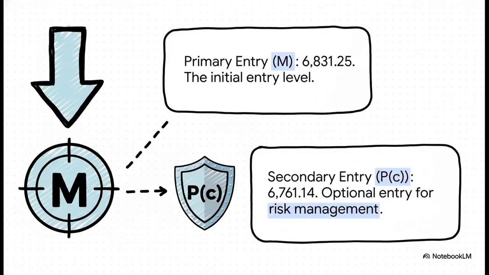So Phase 1 actually defines two potential entry levels. You've got the primary entry, which is labeled M, at 6,831.25. Then there's a secondary entry, PC, at 6,761.14. Now, this second level is completely optional. It's more of a risk management tool, and it may or may not ever be reached.